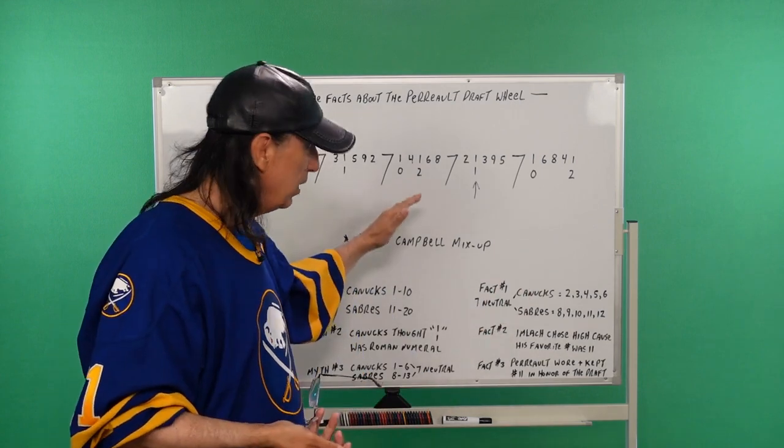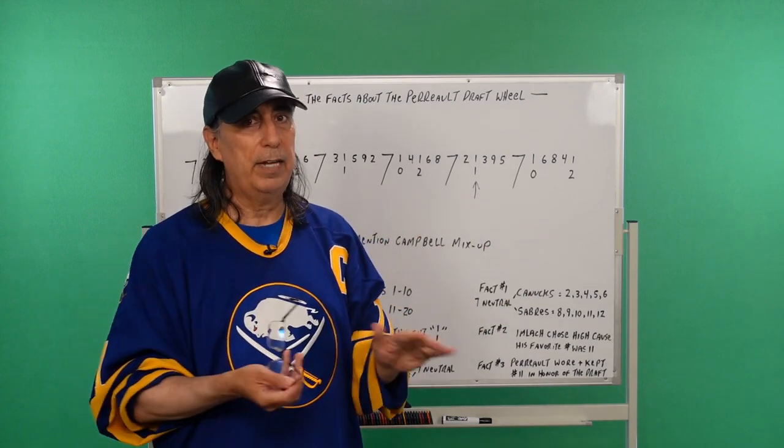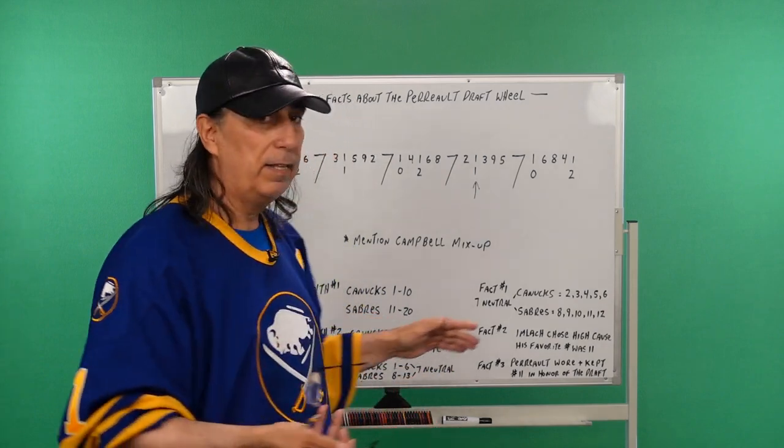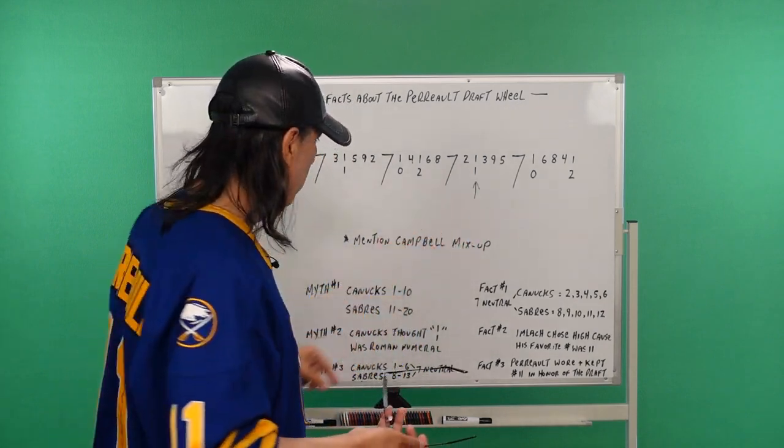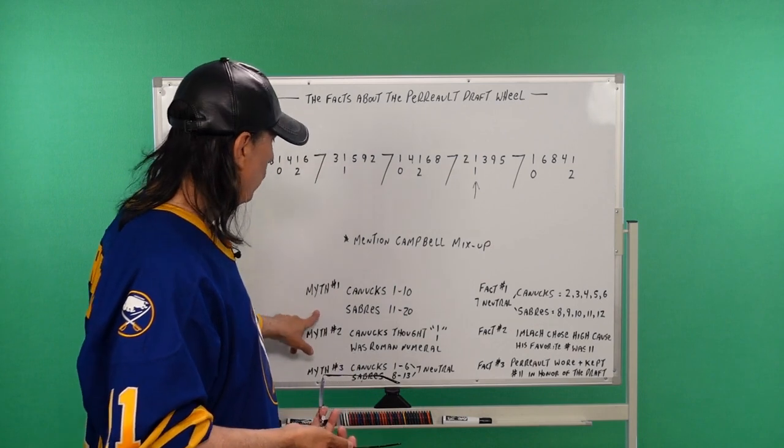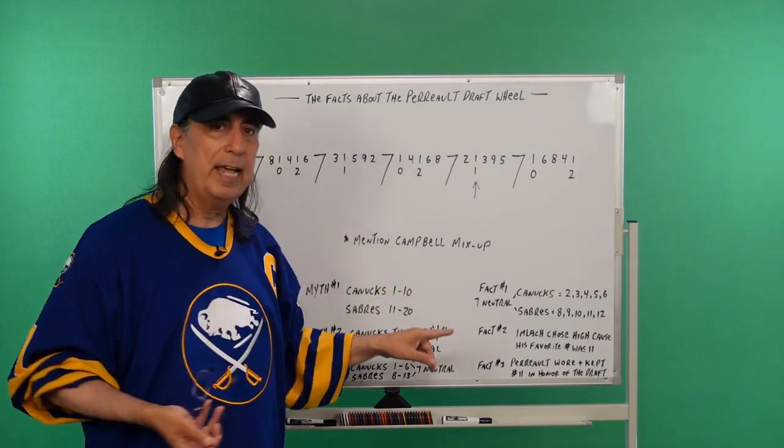But I guarantee what I'm showing you guys is the facts, okay? Just so you know, I'm not getting this wrong. I'll tell you right now, I've done my homework. So myth number 1: the Canucks had numbers 1 to 10 on the wheel.